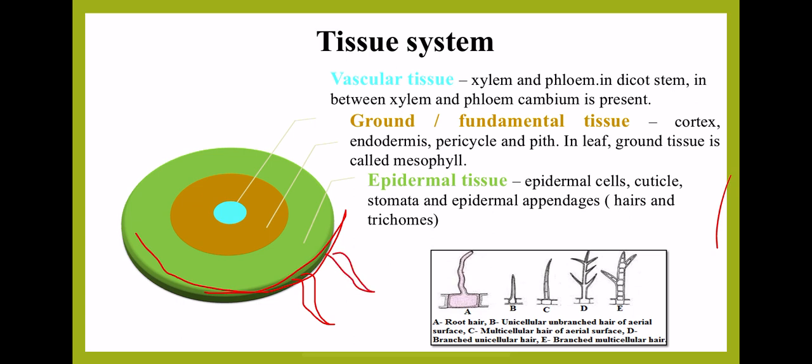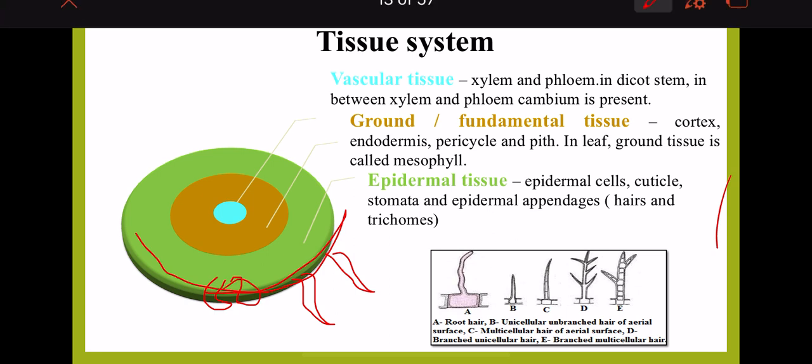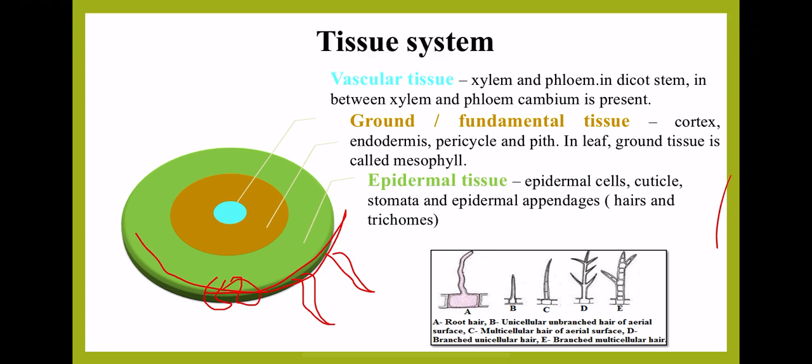And in the monocot root, this epidermal tissue, the outermost layer, is termed as epiblemma, and in the dicot root it is termed as epidermis. And between this epidermal tissue, a kidney-like structure is formed. This is called the stomata.